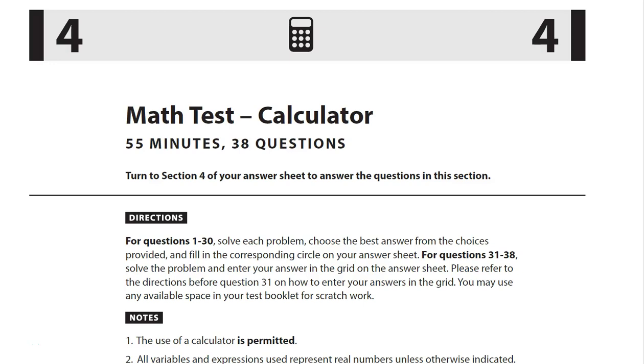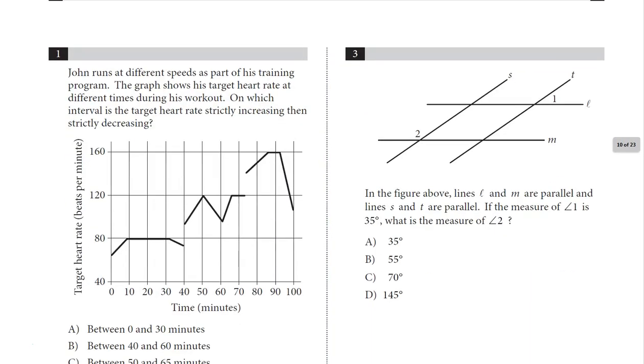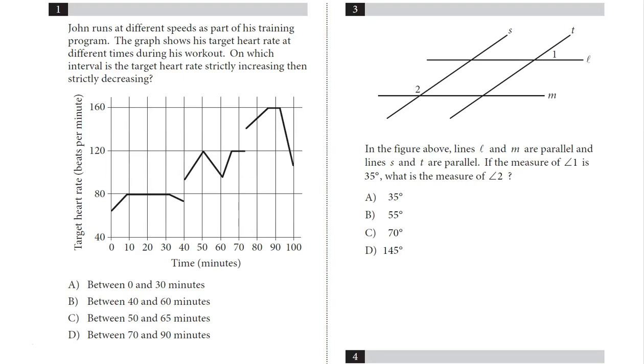All right, SAT practice test 1 calculator version. Notice you have 55 minutes and 38 questions. 30 of those are multiple choice and the final 8 are short answer. You have your reference sheet here. Let's go ahead and get started.